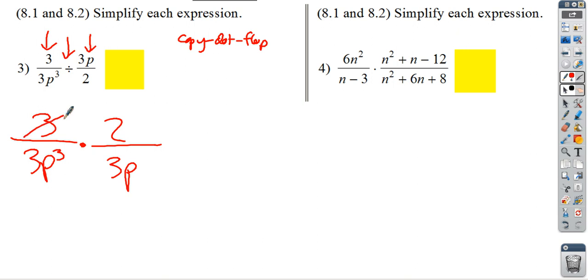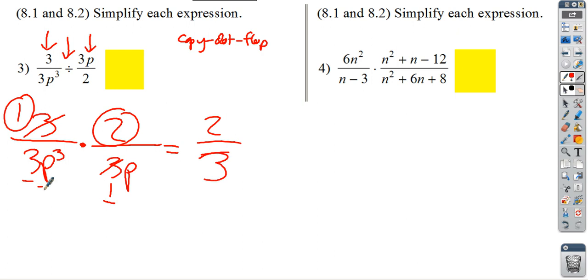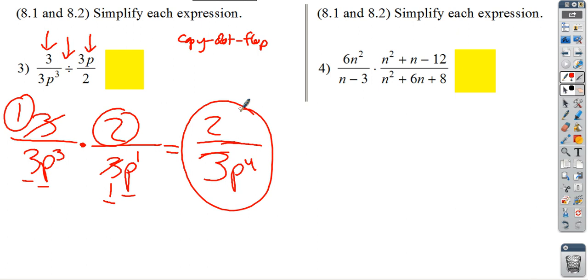Okay, the only things that cancel here are 3 goes into itself once, and it goes into that once also. And then we have 2 times 1, which is just 2. And then we have 3 times 1, which is 3. And we have p cubed times p to the first, which is p to the 4th. And that's as simple as we can make it right there.